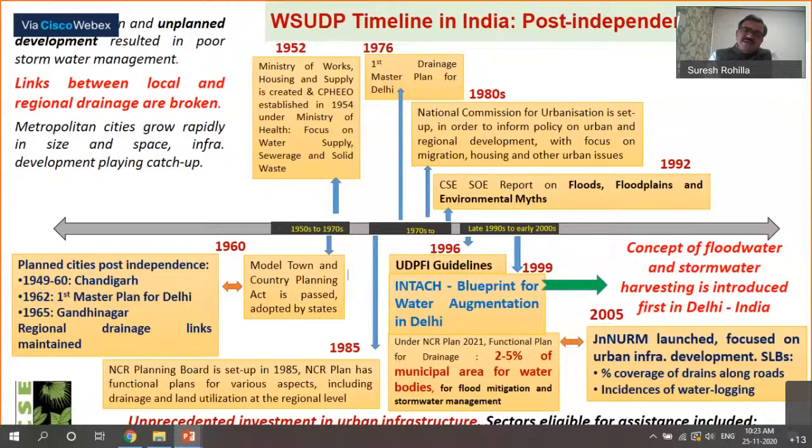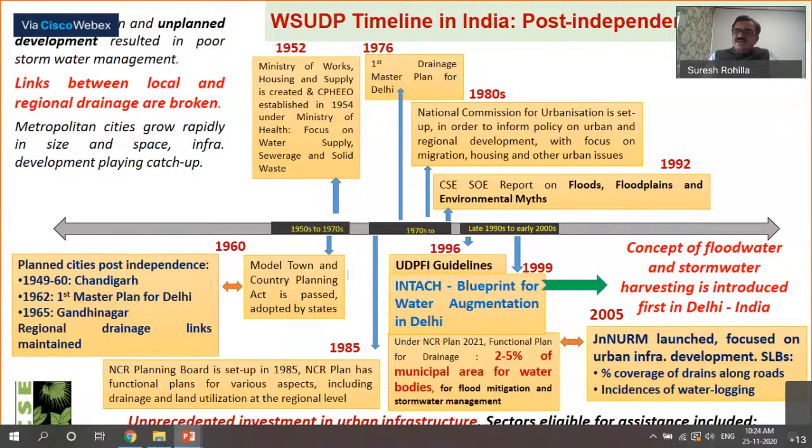And also, in person, I got involved with one of our panelist friends who is there, Mr. Manu Bhatnagar, and we started documenting good practices in stormwater harvesting back in 1999, and we created a blueprint for water augmentation in Delhi, where the concept of flood water and stormwater harvesting was introduced in India in Delhi for the first time. And this is an extensive 600-page volume report. Simultaneously, in NCR Plan 2021, there was a functional plan for drainage where there was a provision for 2 to 5% of the municipal area or the planning area to be earmarked for area under water bodies. These were some preventive side interventions happening.